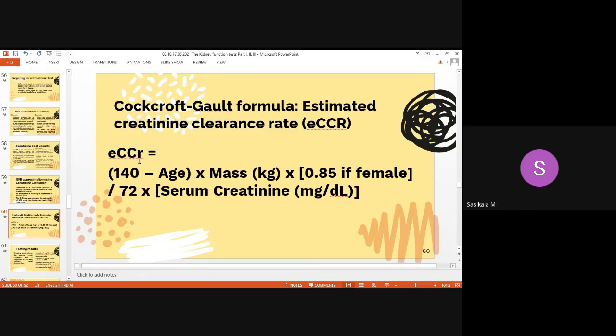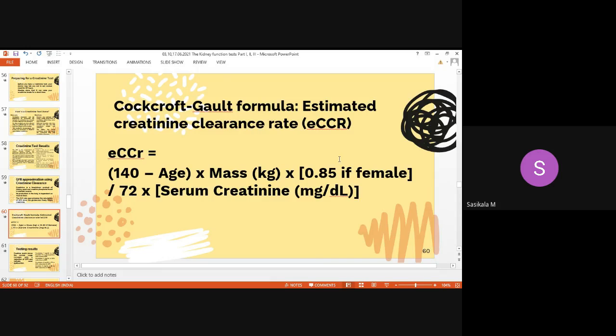Now here you can see the formula. One formula I have taken as example, the Cockcroft-Gault formula. Through this formula we can calculate the estimated creatinine clearance rate, that is ECCR. It is calculated with the following formula: 140 minus age, into mass in kilograms, the weight of the individual, then into 0.85 if female.